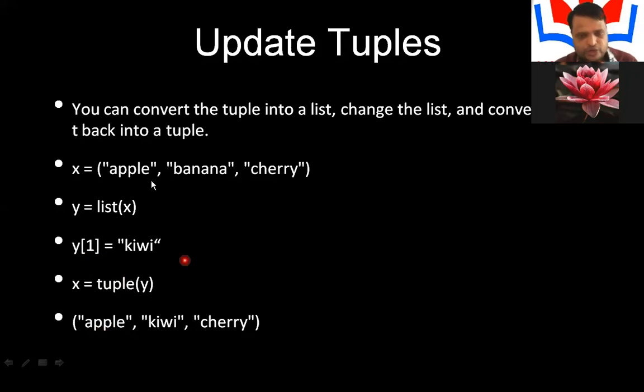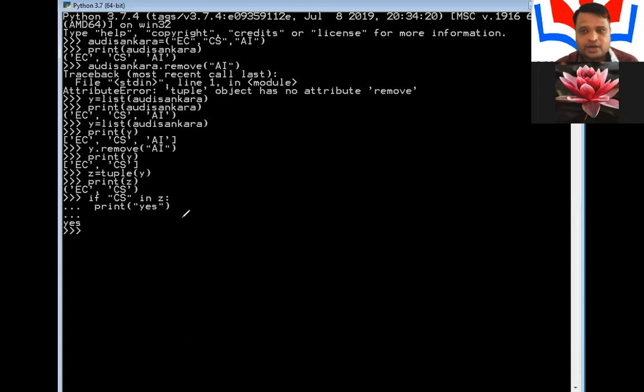What you need to observe in this particular slide is that the banana is going to be updated by the value that is the kiwi. How? We are going to convert a given tuple into the list, and then the value is going to be updated. Now we will be looking into the practical implementation of how to update a tuple.